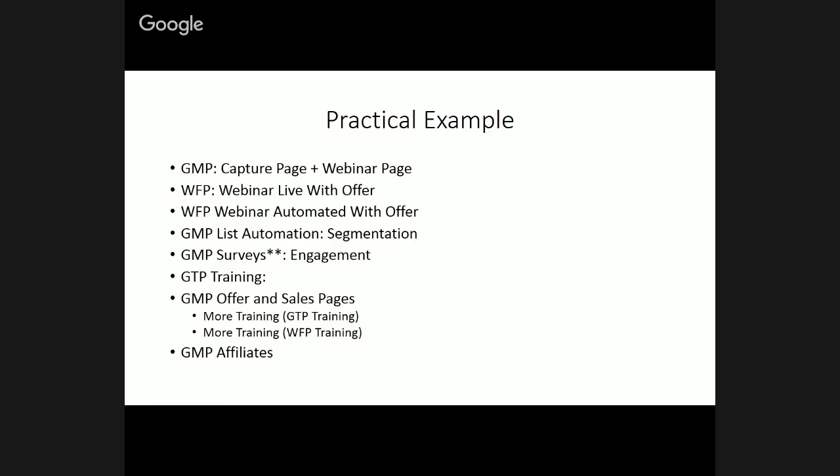Now, if JVZoo fits your business, then use it. Sometimes you don't want everybody to see your launch, right? And so your launch is going to be public in JVZoo, right? So most launches, you want it to be public, right?